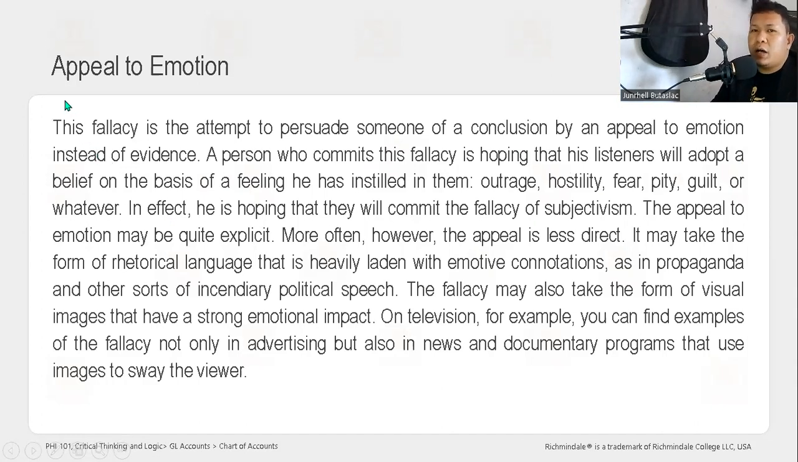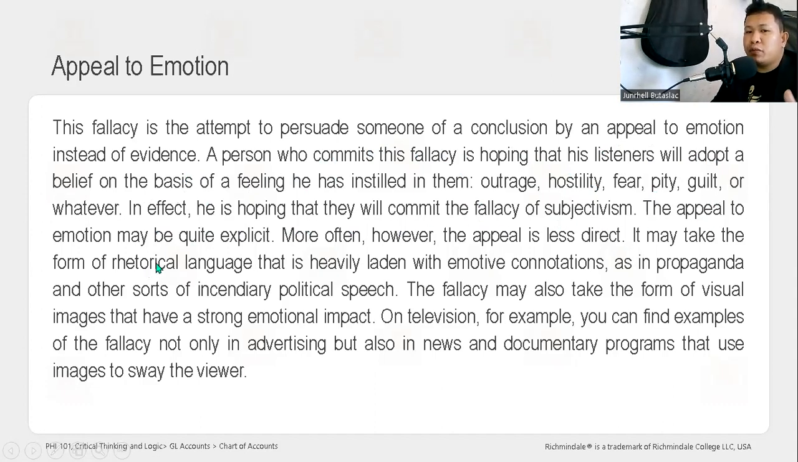So here is the appeal to emotion. This fallacy is the attempt to persuade someone of a conclusion by an appeal to emotion instead of evidence. A person who commits this fallacy is hoping that his listeners will adopt a belief on the basis of a feeling he has instilled in them: outrage, hostility, fear, pity, guilt, or whatever. In effect, he is hoping that they will commit the fallacy of subjectivism.